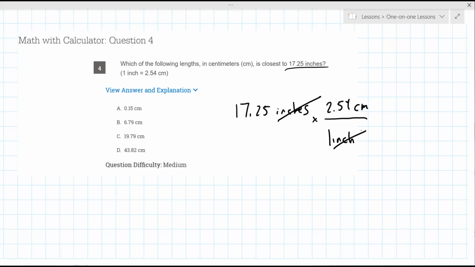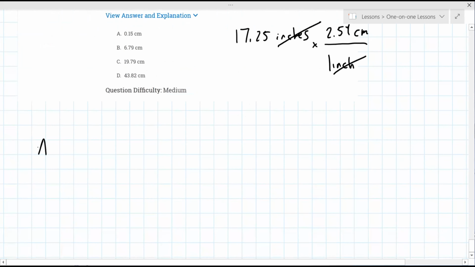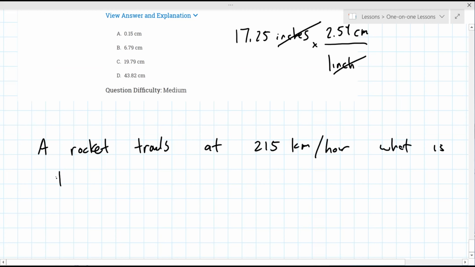How did I get this wrong? I don't understand. Something so simple. Okay, so it's 2.43.82. So D. Yeah. So the variant on this would be, and we see this a lot in physics: a rocket travels at 215 kilometers per hour. What is this in meters per second?